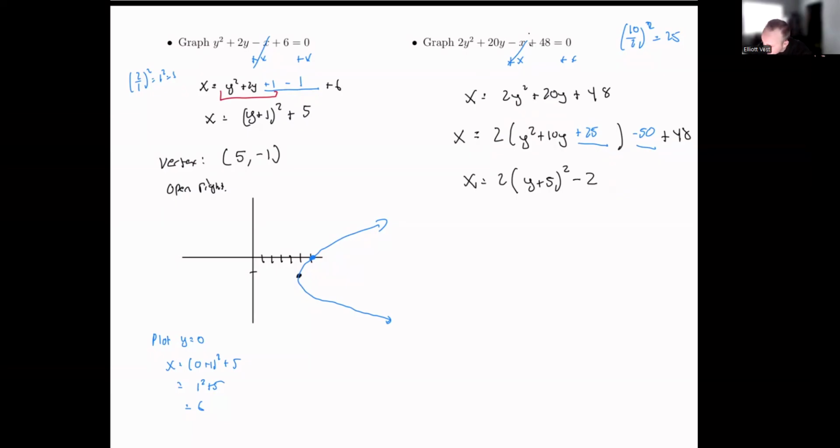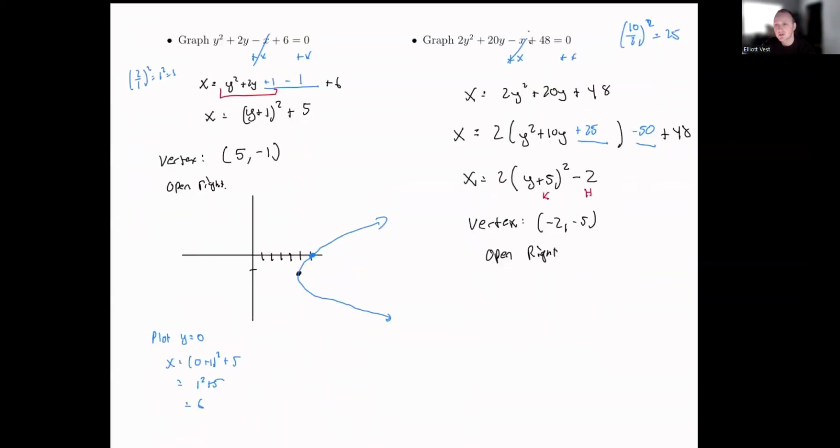So what is my vertex? Vertex is negative 2, negative 5, right? This is my h. This is my k here, right? Remember, you're switching those roles when you have the x's and y's switched. And which way am I opening here? Open right. That is why I wanted to switch all these negatives here. I wanted to do that to open it left. So I'll show that in a second, but we'll just leave it like this for now.